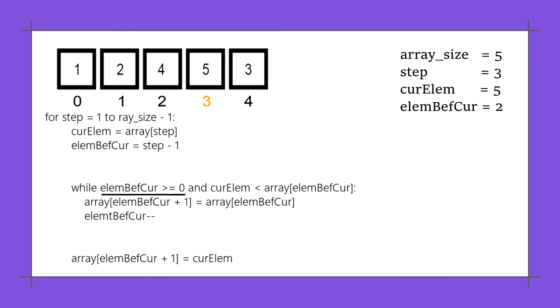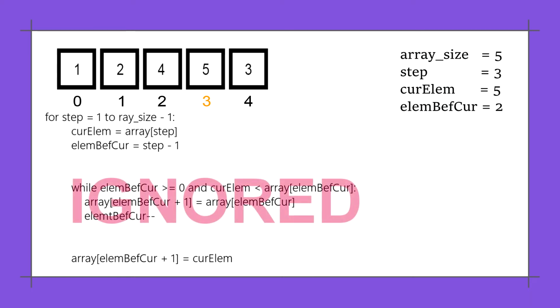On the first condition, the result is true because 2 is greater than or equal to 0. On the second condition, the result is false because 5 is not less than 4. Therefore, we ignore the inner loop. Now, in the current iteration, nothing has been changed because the array of index 2 plus 1 is still equal to the current element.